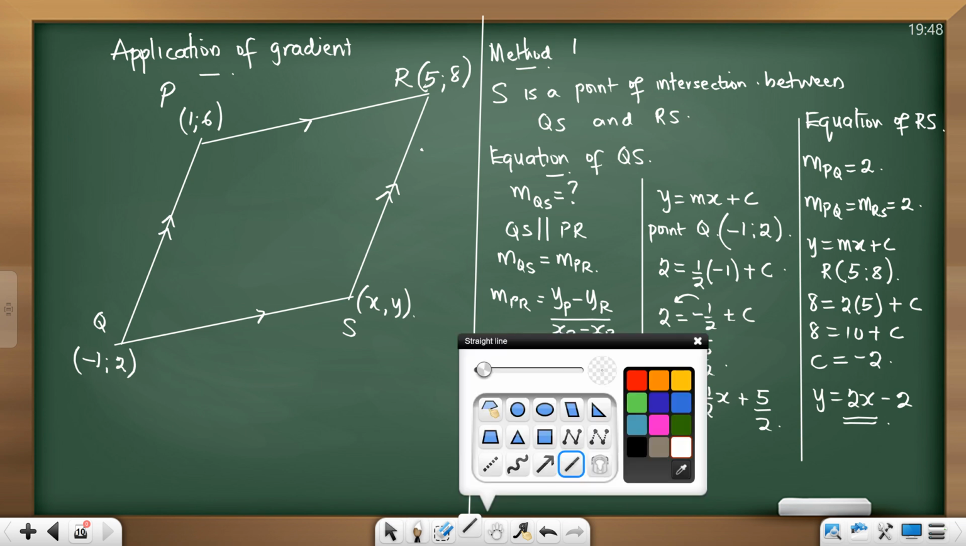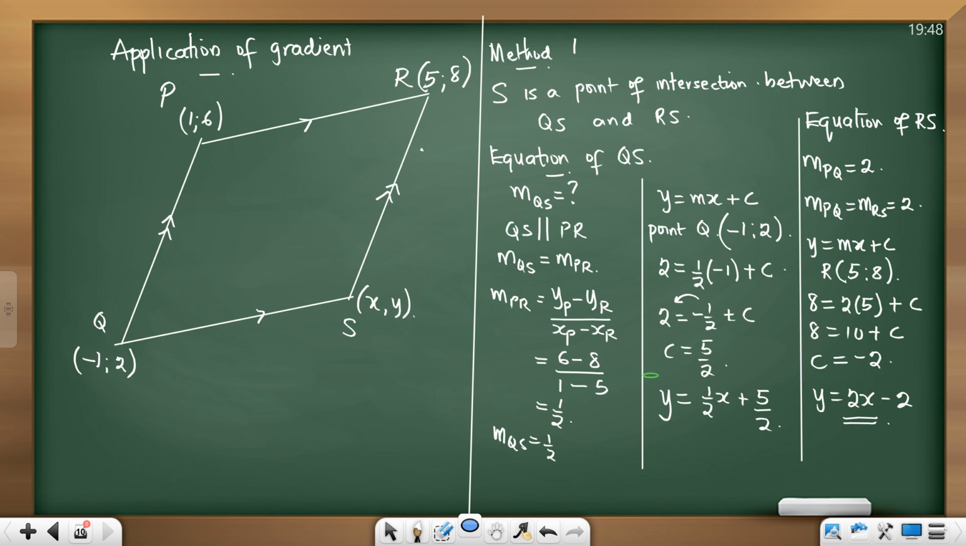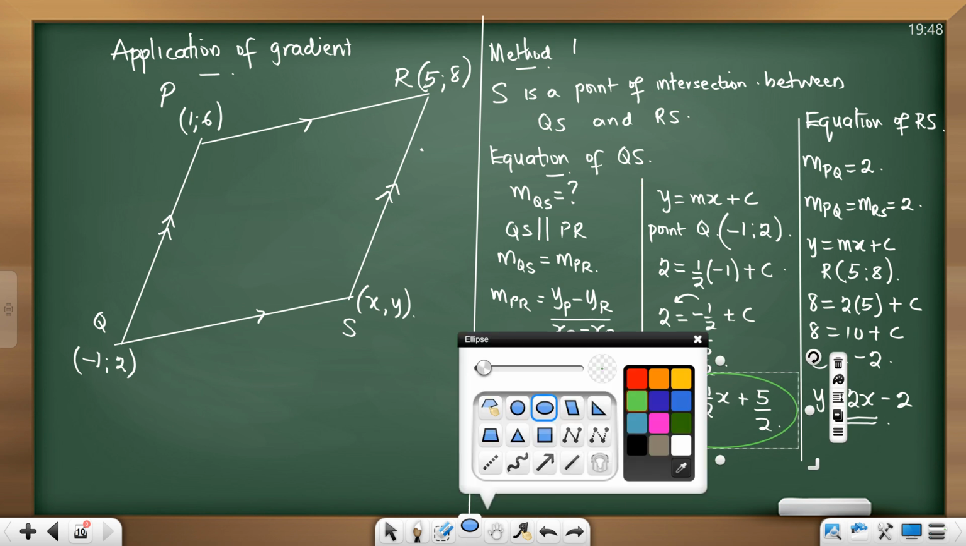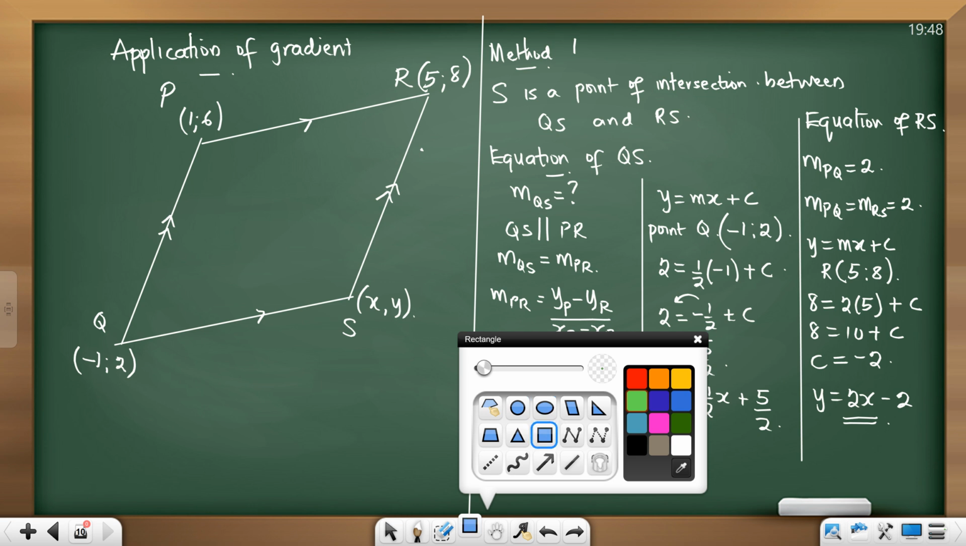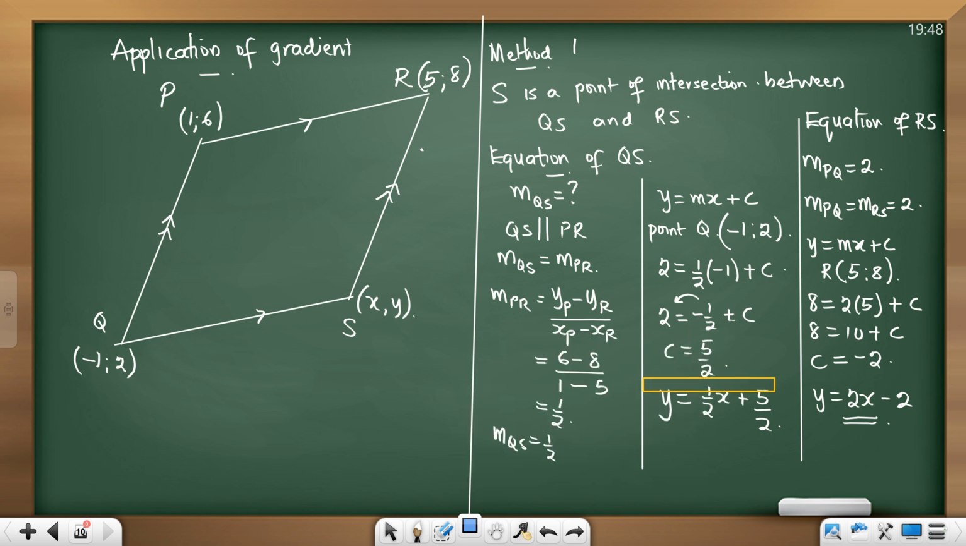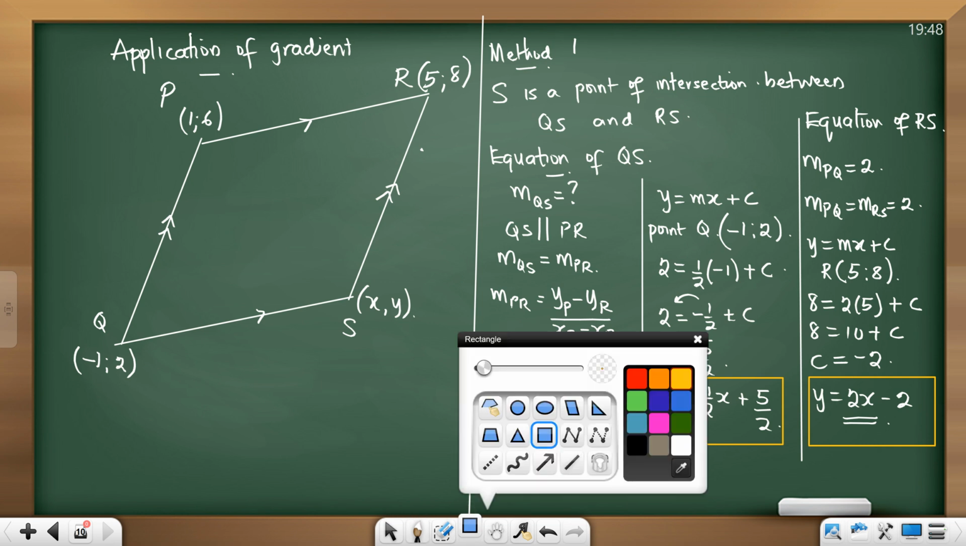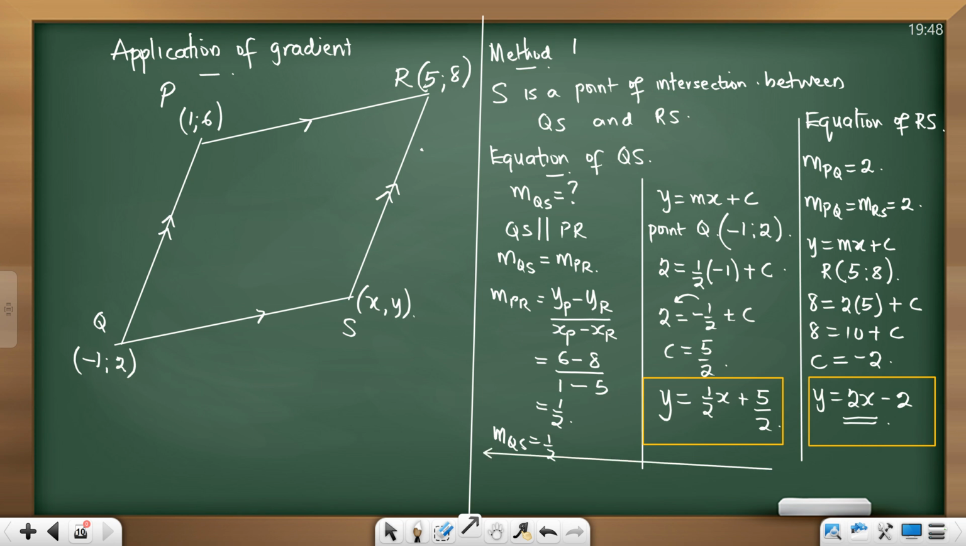So we have these two. Please take note of that error, and I'm glad we quickly picked up that error, and I did mention that. We have these two lines now. We have these two equations. And point S is a point of intersection. What do we do? We equate. Please, let's equate them and find the value now.